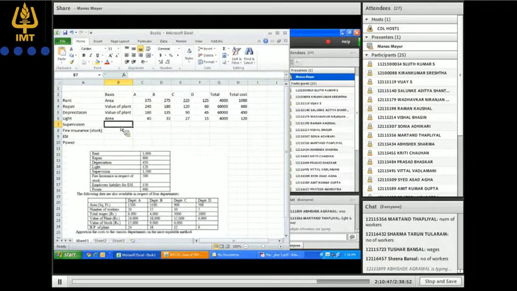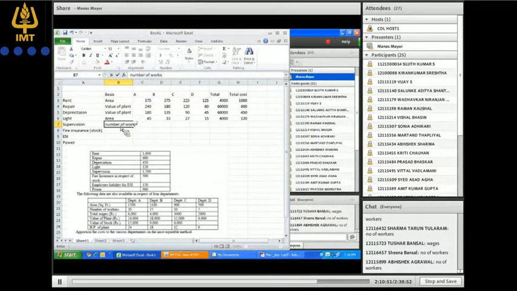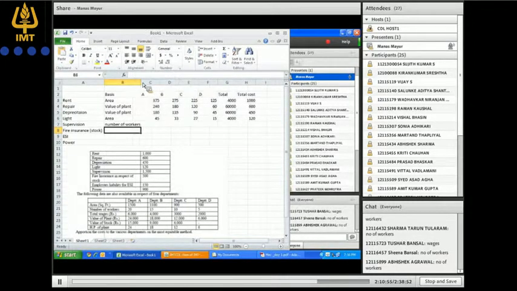Yes, for supervision, number of workers. So if the number of workers for any department is more, you expect more supervisors to be there. Okay, so total supervision cost is 1500, and since you are distributing this on the basis of number of workers, the total number of workers is 20 plus 15 plus 10 plus 5.